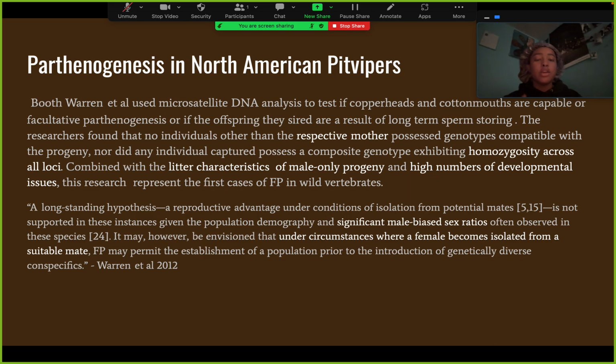However, the researchers are hypothesizing that the females didn't want to mate with the males present because they couldn't find their one true love, their really suitable mate. So they decided to do parthenogenesis.